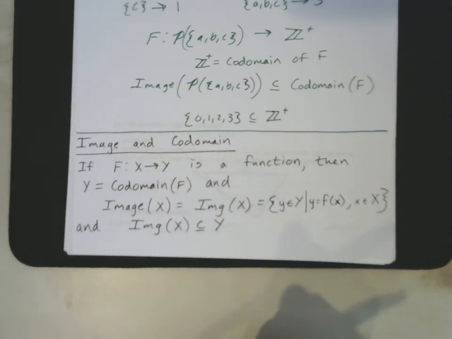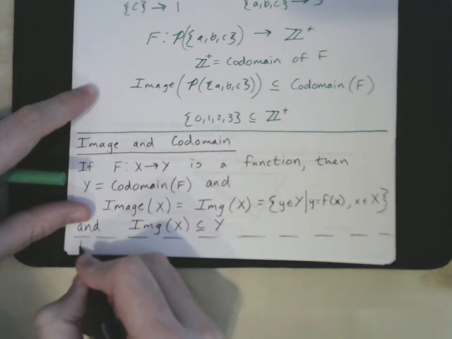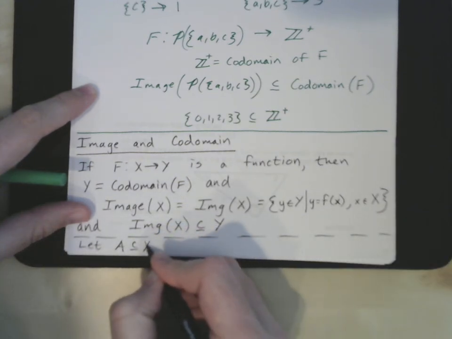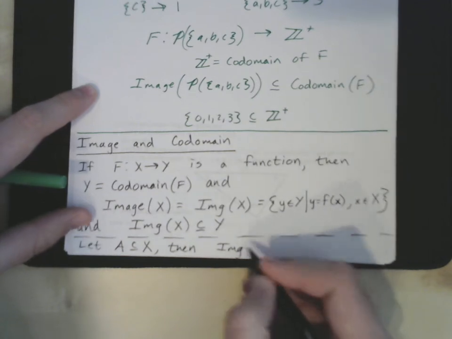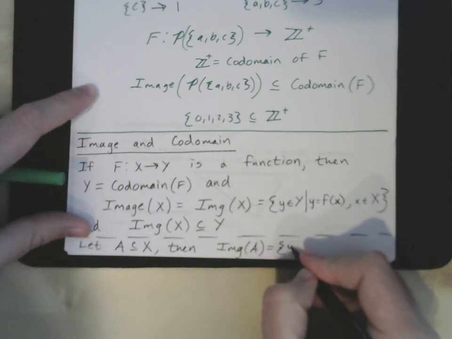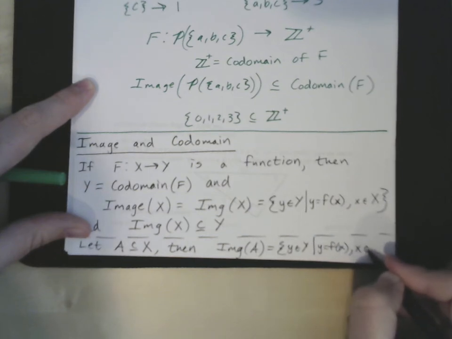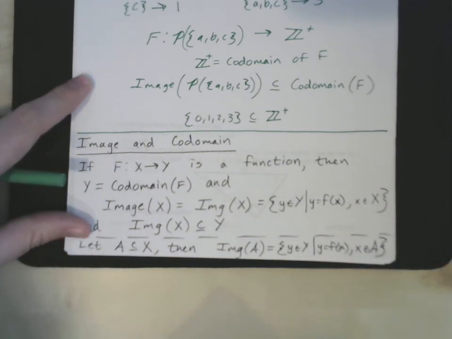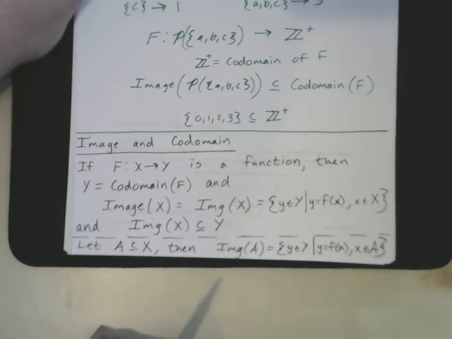So if we want to take an image of a smaller set, so if we let A be a subset of X, then we can take the image of A, and this, just like the image of X, is the set of Y in our codomain such that Y equals f of X, where X now lives in A. So that's our image of A. So you can always take the image of the full domain or of subsets of the domain. And you can also do the reverse.